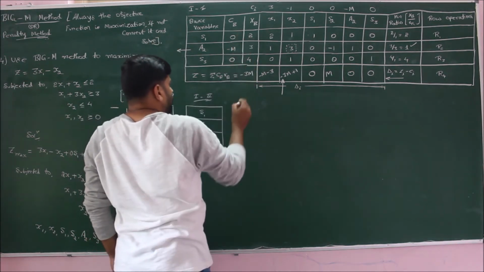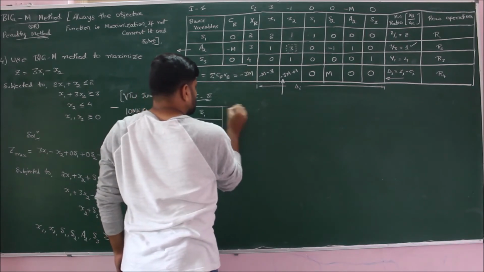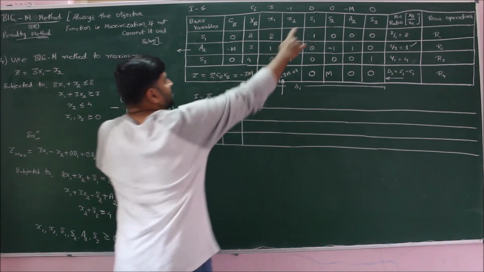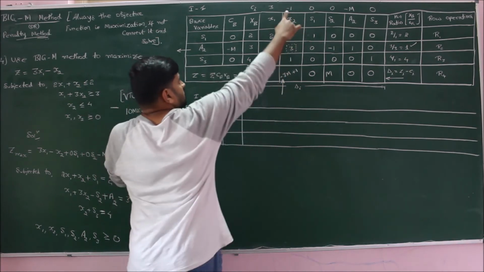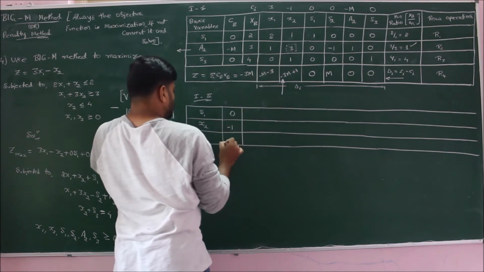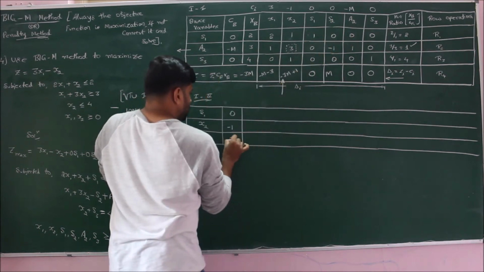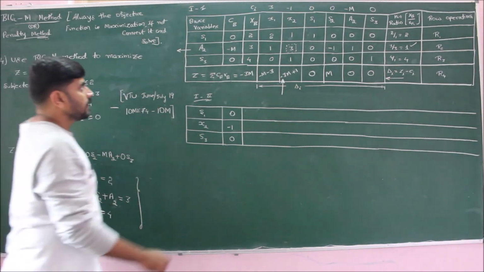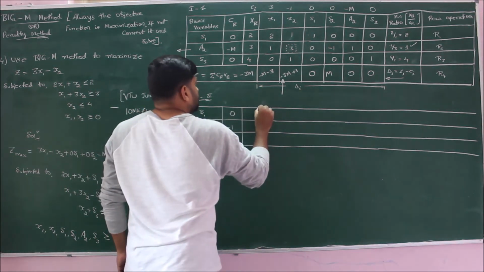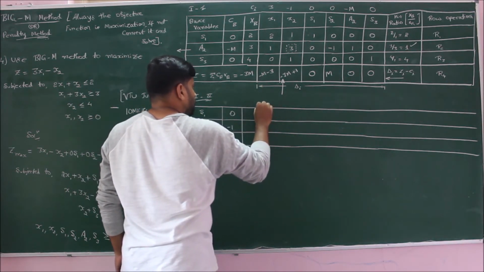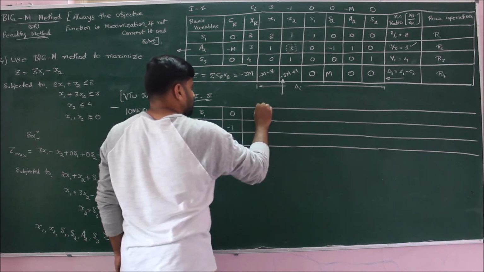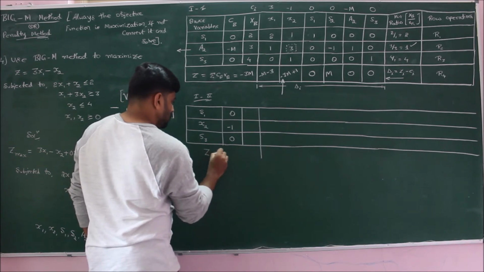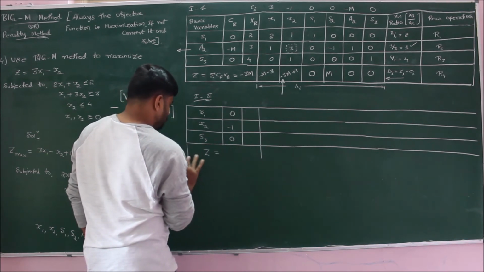Coming for coefficients CB, for S1 the coefficient is 0, for X2 the coefficient is -1 in the objective function, for S3 the coefficient is 0 in the objective function. -1, 0 and 0. So coming for XB, we should do the calculation of row operation from XB to S3. Let us perform it. And we have the value of Z should be performed from row operation itself.